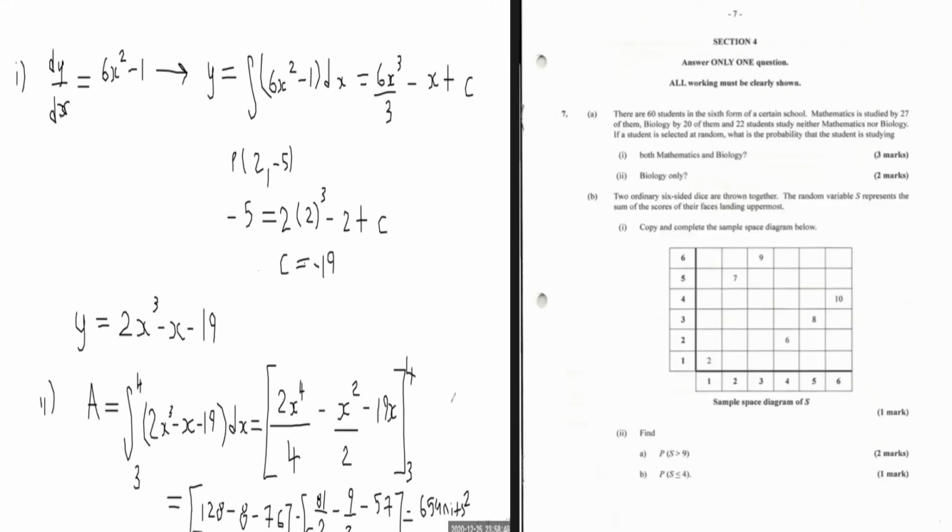Nice and easy, 65 units square, soft, soft, with a capital T, nice and too easy, soft.